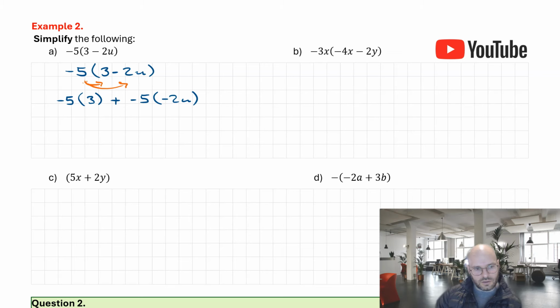Moving along, minus 5 times 3 is negative 15. Plus, and then this one, I'm going to choose to just go straight for the expansion here. Minus 5 times minus 2 is double negative 10, which is the same as saying positive, I only need one plus symbol. So it's 10u. Therefore, my result for this is minus 15 plus 10u.